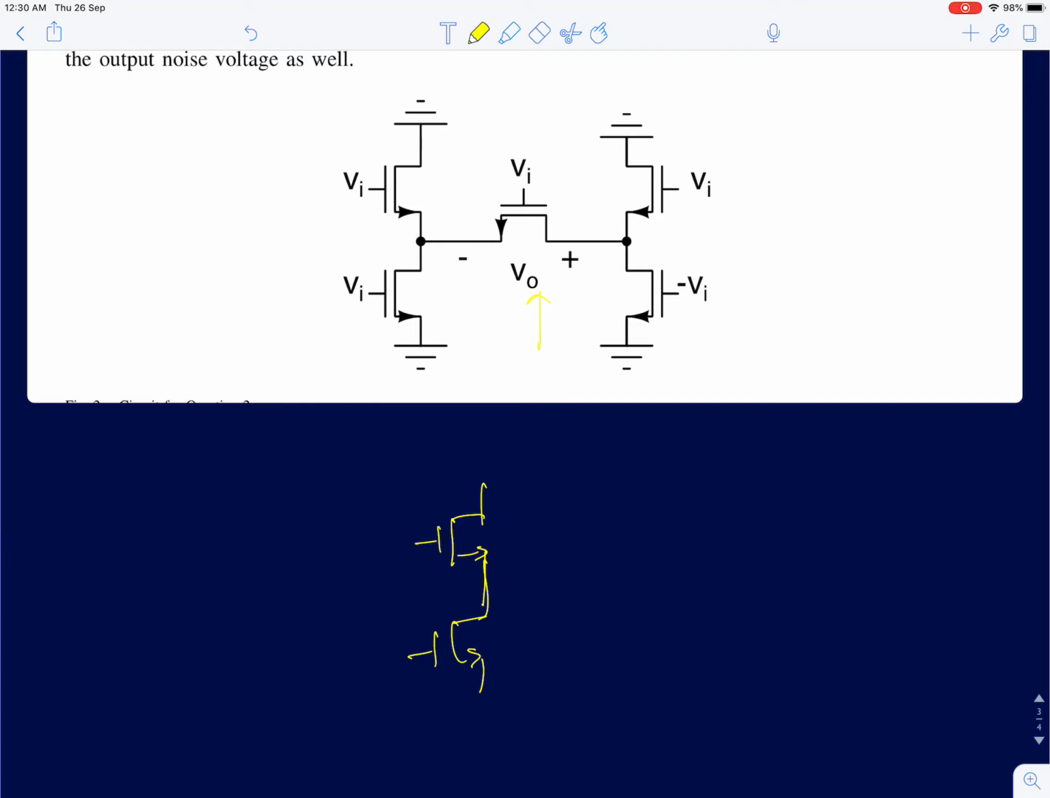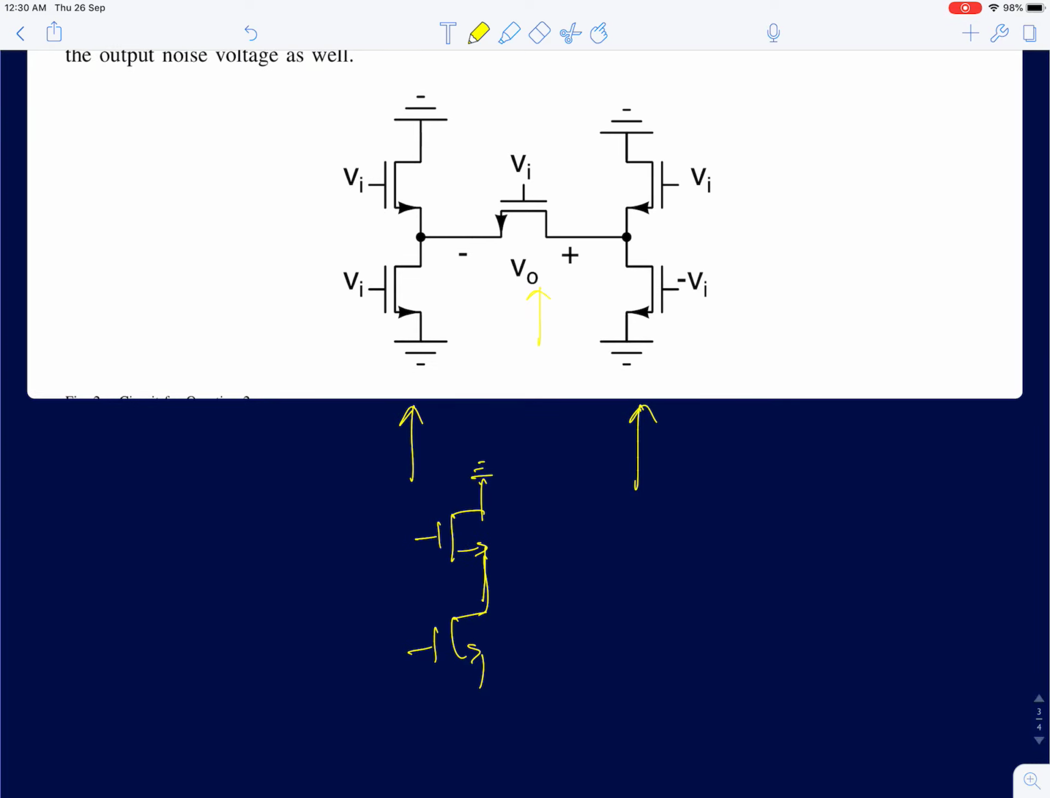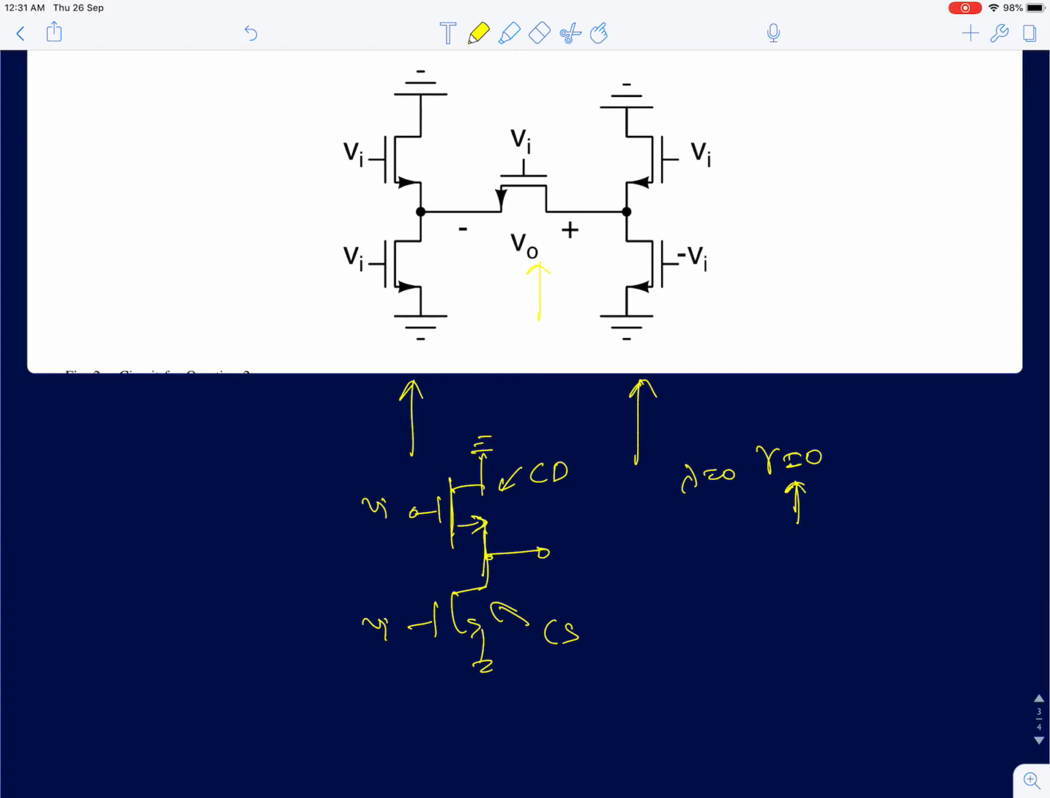So first I'll analyze this half of the circuit and then later this half of the circuit. So first we'll analyze this half of the circuit. If this is AC ground, this is AC ground, we've applied VI here, VI here. In this circuit, this stage is a common drain amplifier, this stage is a common source amplifier. It's given lambda equals 0 and gamma, the body effect coefficient, is also 0. Okay, so I'll apply superposition.